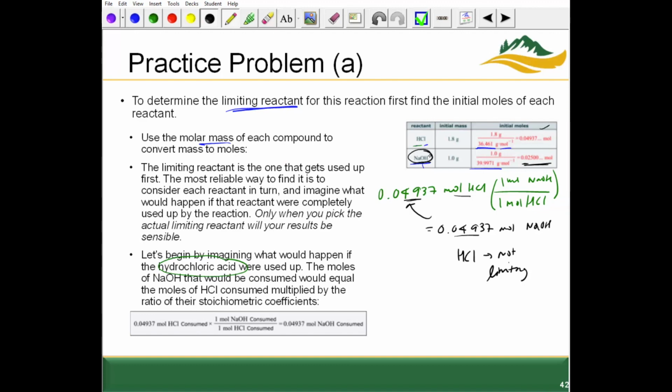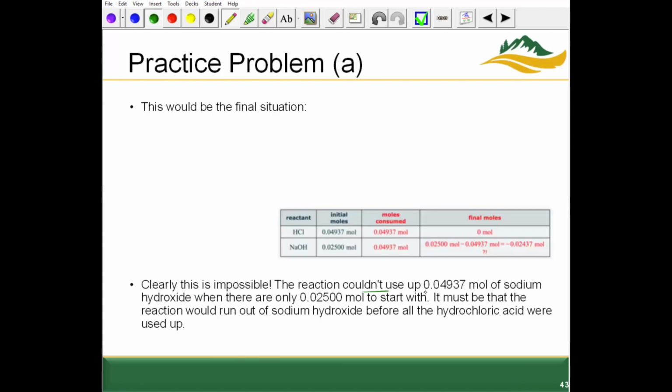It means that sodium hydroxide is limiting. So again, because this reaction can't use up 0.04937 moles of sodium hydroxide, because there are only 0.0250 moles of sodium hydroxide to begin with, it must be that the reaction would run out of sodium hydroxide first before all the HCl is used up, meaning definitely that sodium hydroxide then is our limiting reactant.